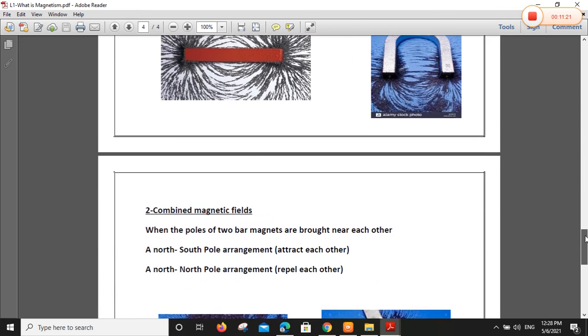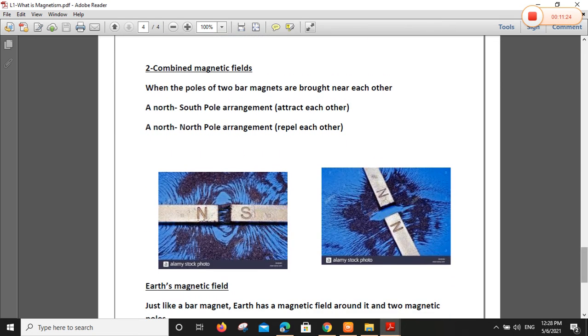Okay. What about the combined magnetic field? Two magnetic fields may be different like this or may be similar like this. Look at the areas that form the magnetic field. Look at when two poles of two bar magnets are brought near each other, north-south or south-north. Look at the arrangement. They attract each other, and the iron filings fill the area between north and south. Look at the curves out from north, going toward the south, and so on.